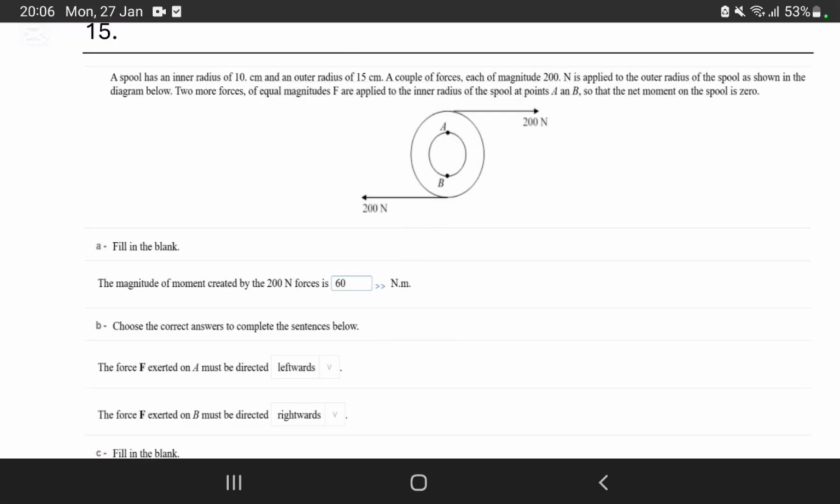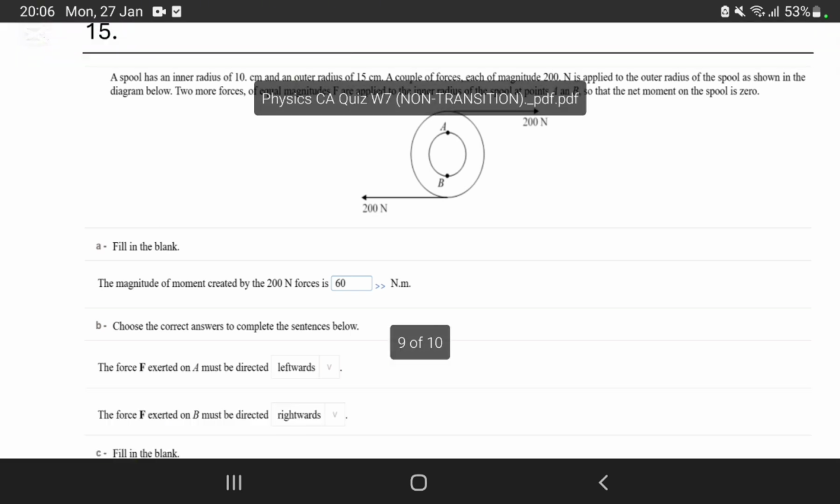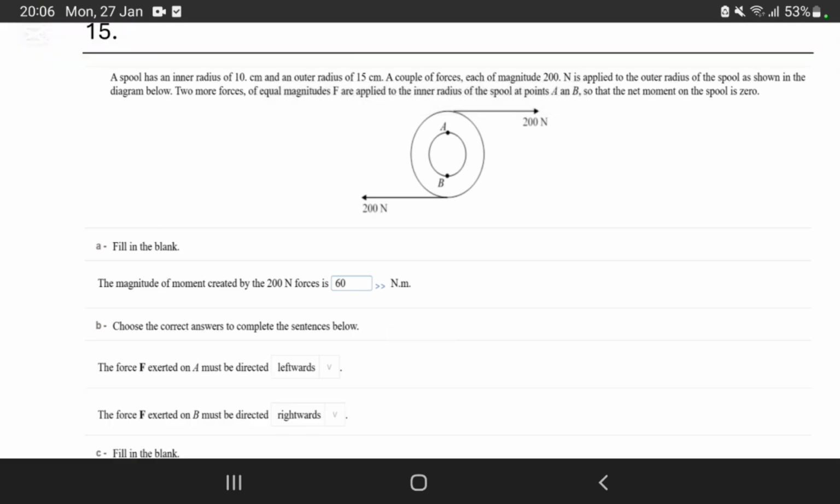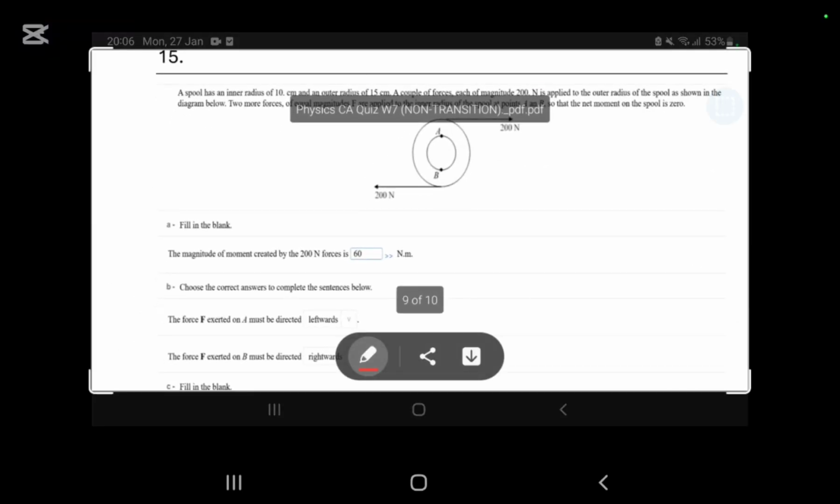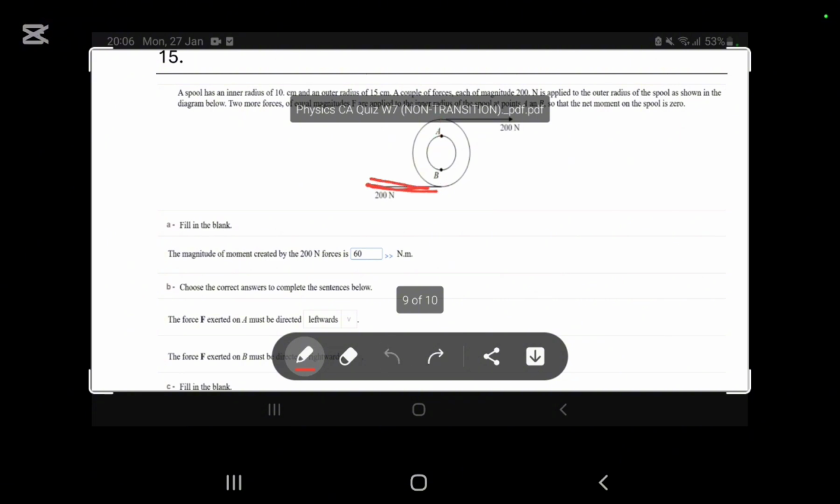The spool has an inner radius of 10 centimeters and an outer radius of 15 centimeters. A couple of forces, each of magnitude 200, is applied to the outer radius of the spool as shown in the diagram below. Two more forces of equal magnitude F are applied to the inner radius. So the magnitude of the moment created by the forces: as I've said in the first or second question, these two forces are couples.